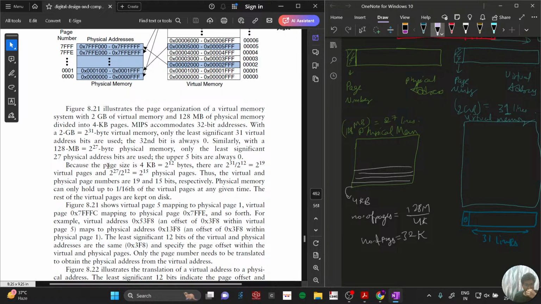And similarly, with a 128 MB, 2 power 27 byte physical memory, correct? Here you have 27 and only the least significant 27 are used. In total I have 32, so I'll be leaving 5 bits. So those will be 0. I have 27 lines, so I need 27 bits, and these 1 2 3 4 5 bits are 0.